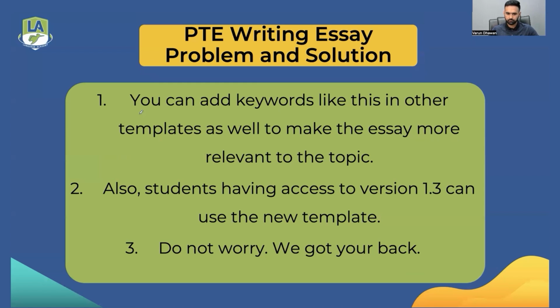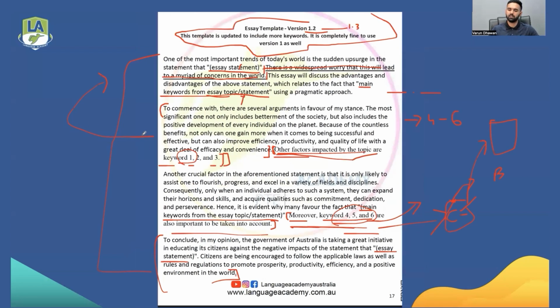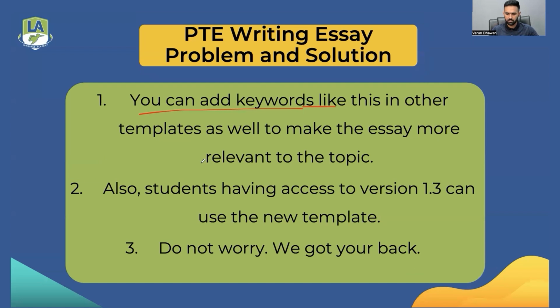Remember this thing. You can add keywords like this in other templates as well. Let's say if you're not using our template, right? If you're using any other template and you think it's not going to work, or you're concerned, you can add this particular sentence with 2 to 3 keywords in second paragraph, this particular sentence in the third paragraph with few keywords, and you'll be fine. Just to make sure the essay is more relevant to the topic.